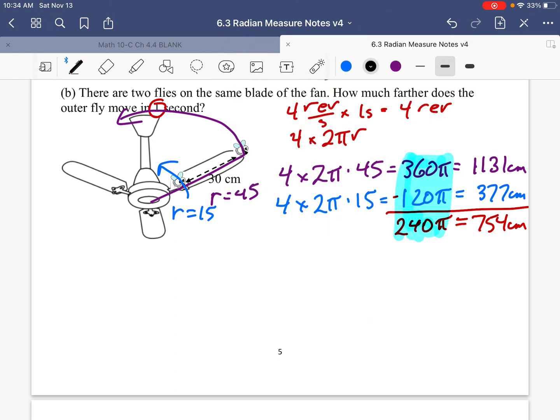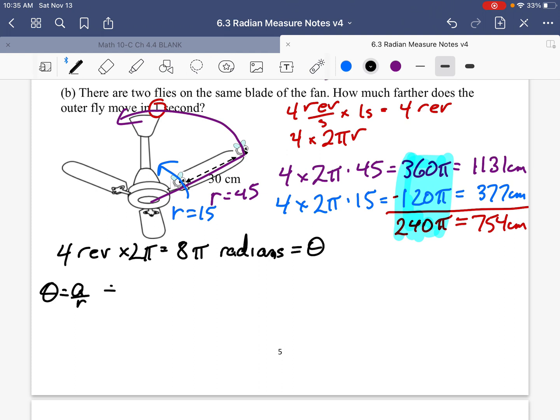Now, I want to point out four revolutions times 2 pi is 8 pi radians, which is theta. So we can do this. Theta equals A over R, or A equals theta R.